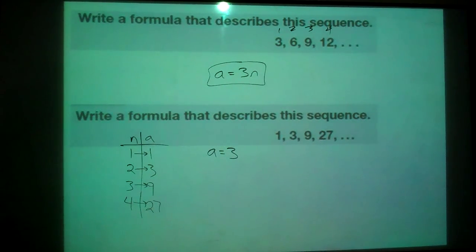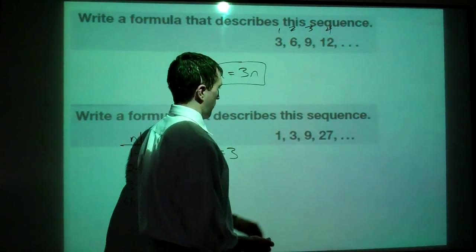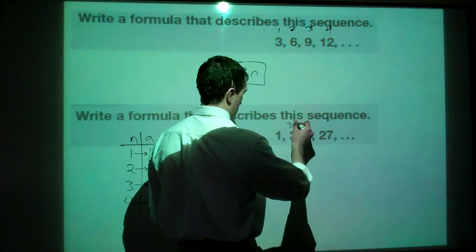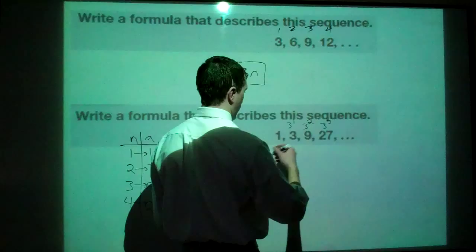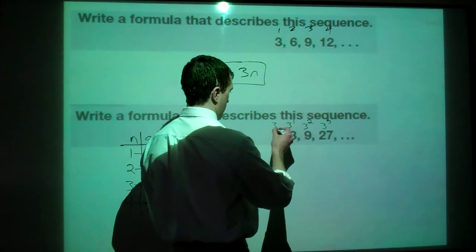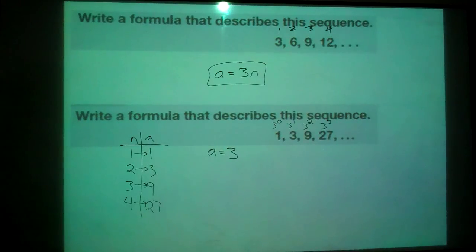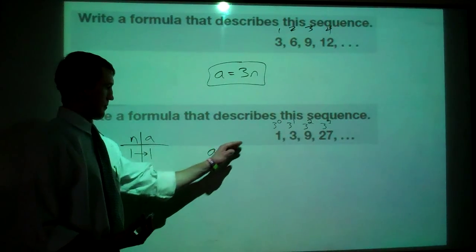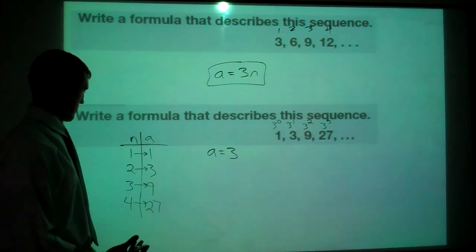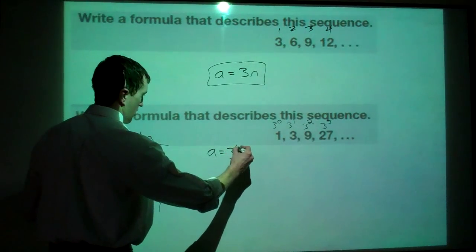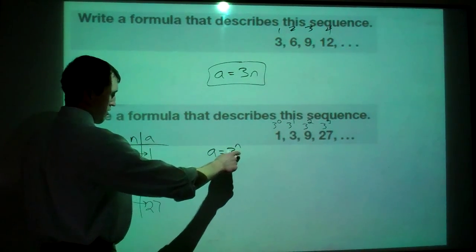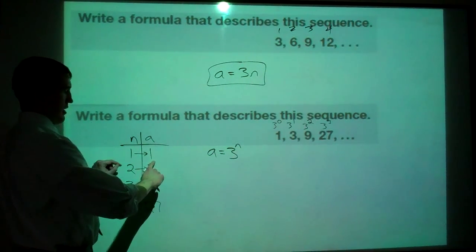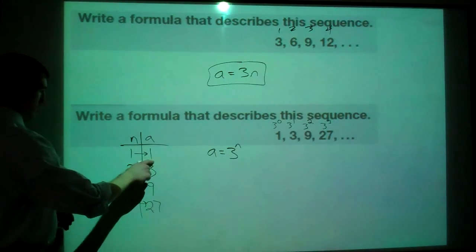So, for instance, this is 3 to the first, right? This is 3 to the second, 3 to the third. Our next term should be 3 to the fourth. 1 is 3 to the 0, because anything to the 0 power is 1. So we know we're going to have 3 to the something, and there's going to be an n involved. If I just put n right here, that would be, okay, first term, 3 to the first power is 3, so that doesn't match up. How do I make this so that we get a 1 here?